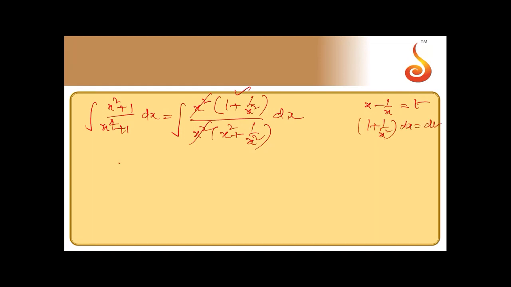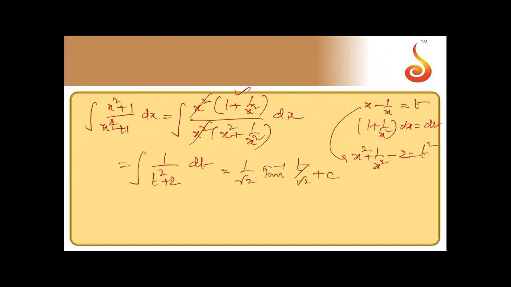Squaring this, you'll get x² + 1/x² − 2 = t². Of course, the denominator is t² + 2. So we'll get the integral of 1 / (t² + 2) dt. And that is nothing but 1/√2 tan⁻¹(t/√2) + constant.